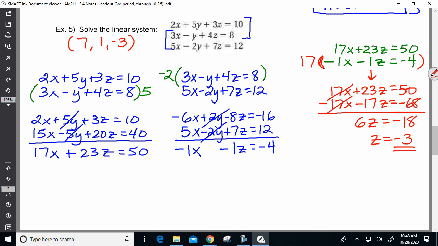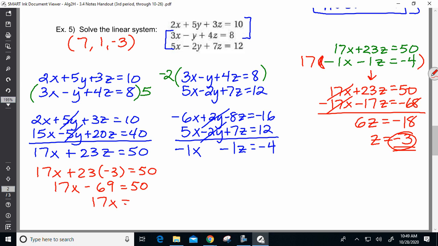So it takes a little work to get the first answer. Once you get the first answer, everything else takes care of itself. Take -3, put in whichever equation you want. So I'll go all the way back to the first one. 17x plus 23 times -3 equals 50. That's -69, 50. 17x equals 119, x equals 7. Two answers.